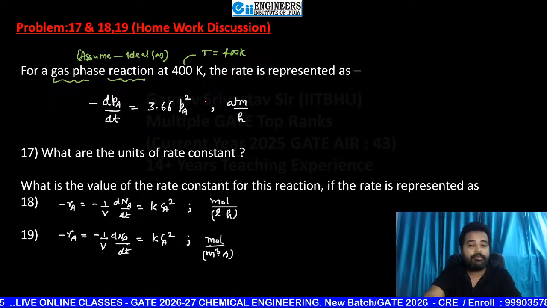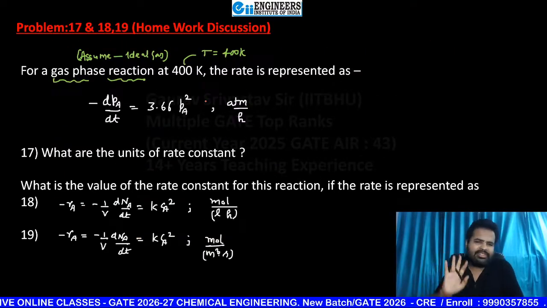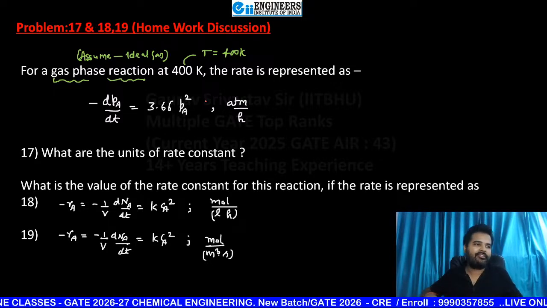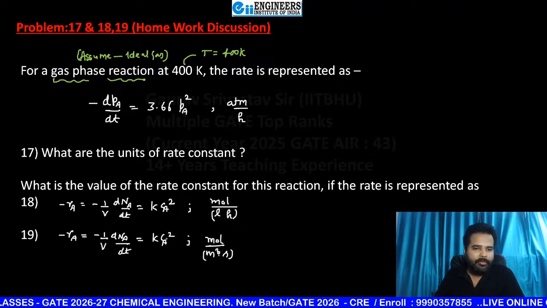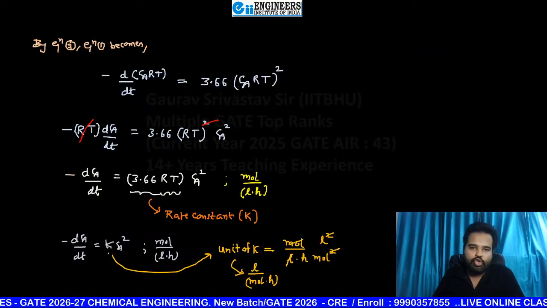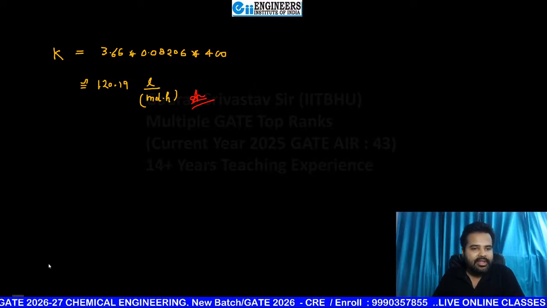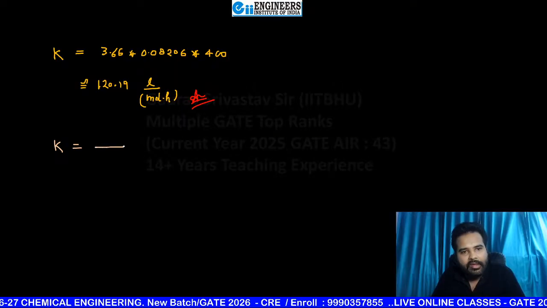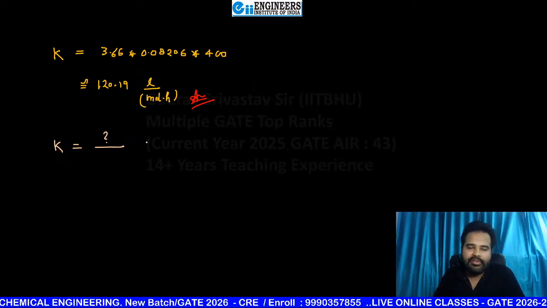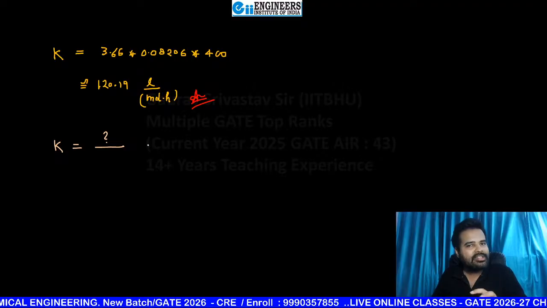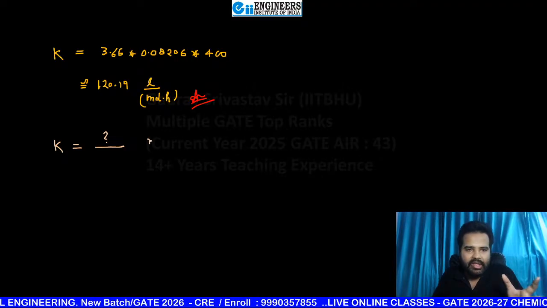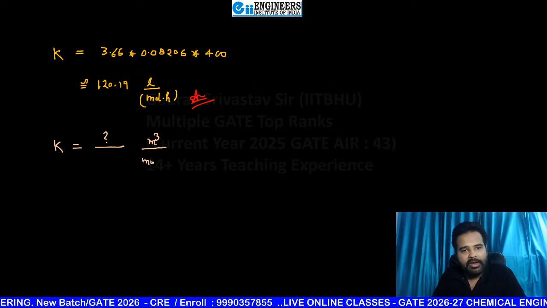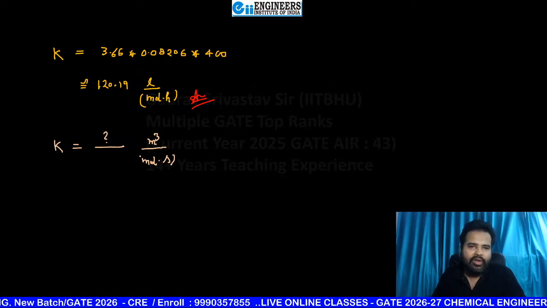So now see problem number 19. Same to same, this time also, but this time we want the answer in mole per meter cube per second. A little difference is there. That means when you get the value of k this time in mole per meter cube per second, volume is in meter cube instead of liter. So after cutting these things, here instead of liter you will get meter cube, and mole will remain mole, but hour will be converted into second. So very easy here.